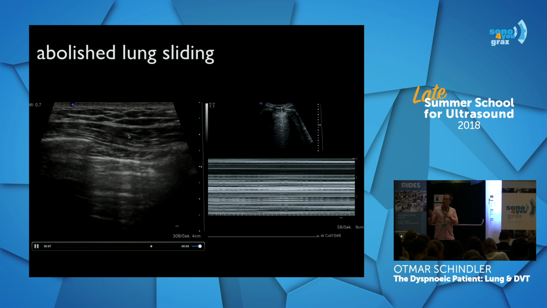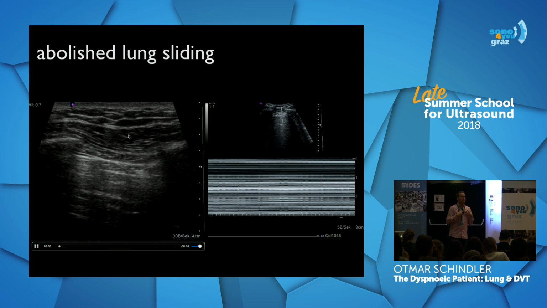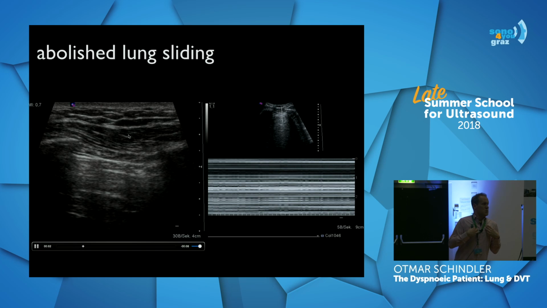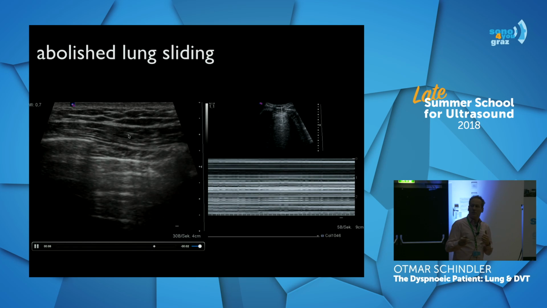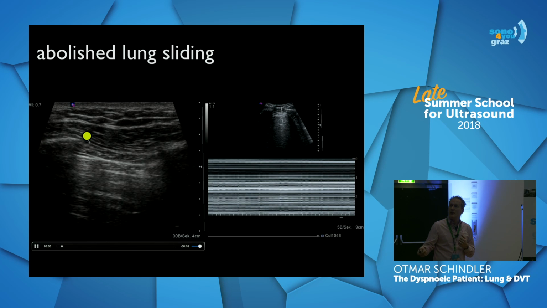There is a bit of a motion in the picture. That's because the patient who is in respiratory distress is breathing deeply, and you can't hold your probe that still. But the motion is in the thoracic wall as well as anywhere else, but there's no motion here where you expect the pleural line.